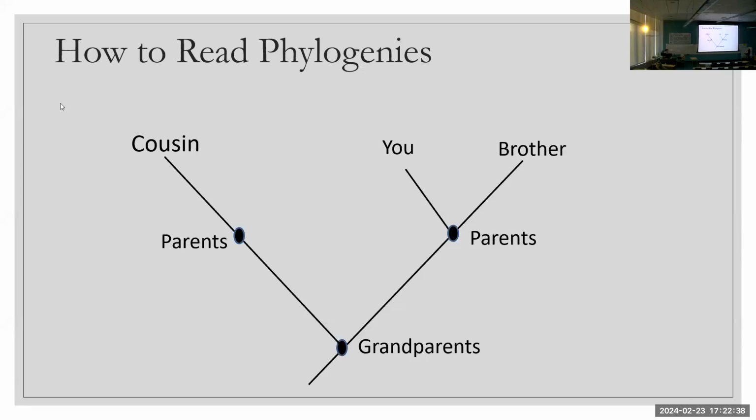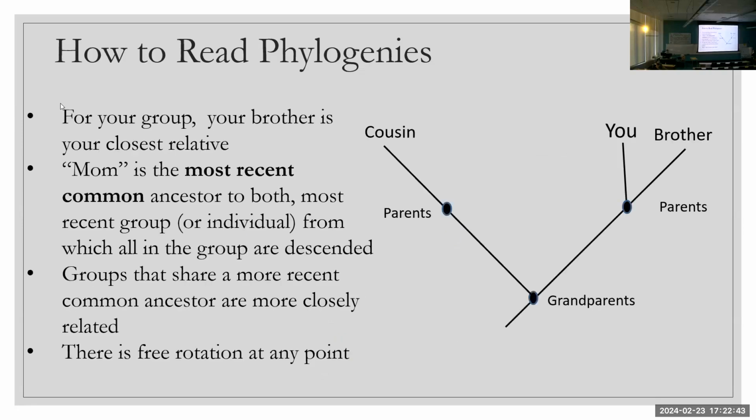Let's see, I have a summary on the next one. For your group, your brother is your closest relative. Your parents, I put mom here, are your most recent common ancestor to both. That means they're the most recent group from which everyone in the group is descended. Groups that share a more recent common ancestor are more closely related. So you and your brother are more closely related than you and your cousin because you share this, where these two share this.